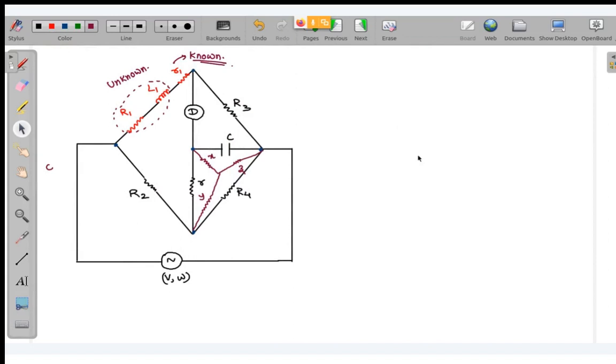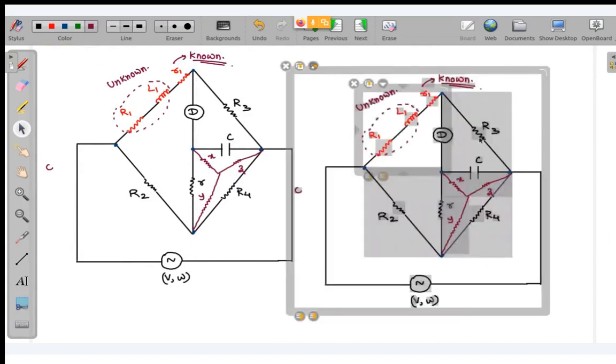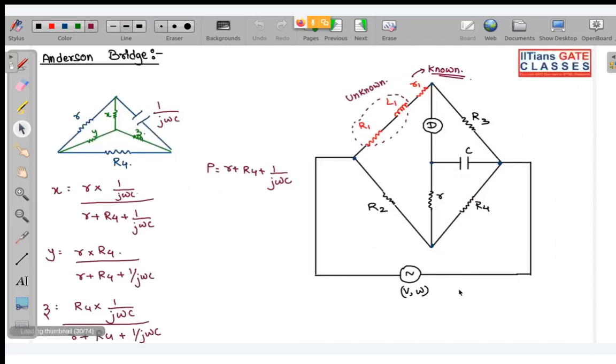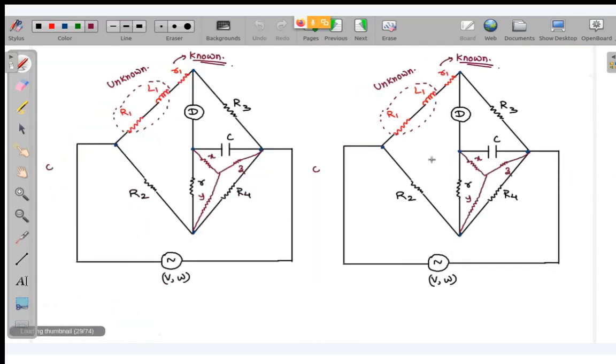So this was your figure 1. This is your Anderson bridge. This is figure 2, and this will be your figure 3. Now basically this is the converted delta to star. Now I am going to remove this part.